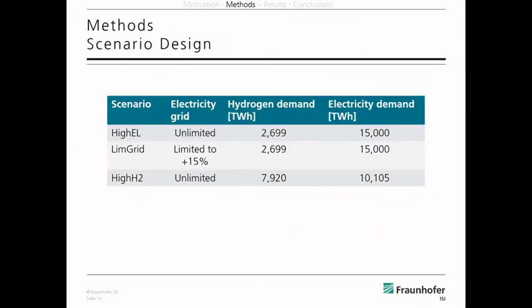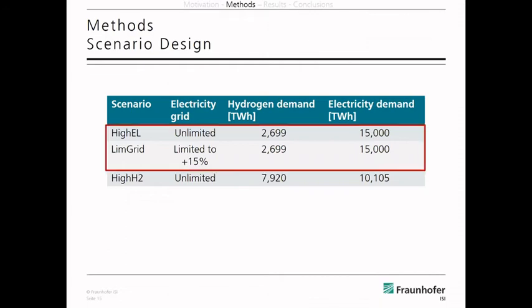So my scenario design was as follows. I had three scenarios. One scenario was a high electricity demand, where the electricity grid can be expanded unlimited from NRTIL. The hydrogen demand is around 3,000 terawatt hours, and the electricity demand is 15,000 terawatt hours. As time is so short, I'm going to focus on just two of these three scenarios. So if you have any further questions as to the high H2 scenario, please contact me via email, and then I can show you a few results there.